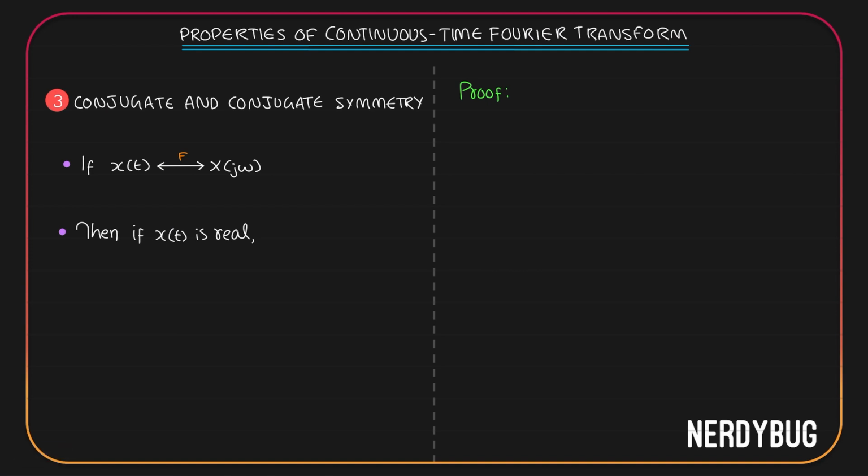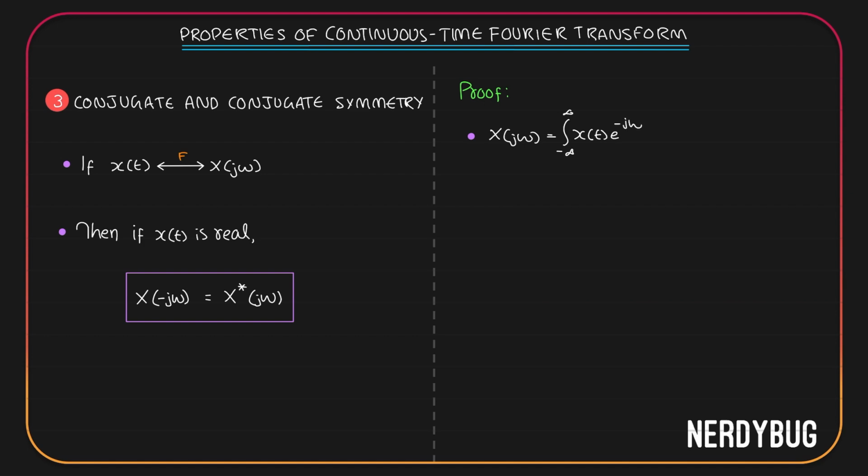Now let us see a special case of this property. If x of t is real, then X of minus j omega is equal to X conjugate of j omega. This can be very easily proved. We can write X of j omega is integral from minus infinity to infinity x of t e raised to minus j omega t dt. Now if I want X of minus j omega, all I have to do is change j to minus j. So this becomes integral from minus infinity to infinity x of t e raised to plus j omega t dt.